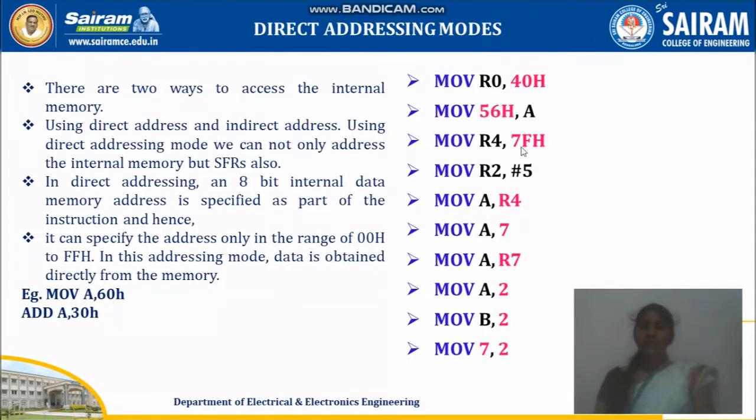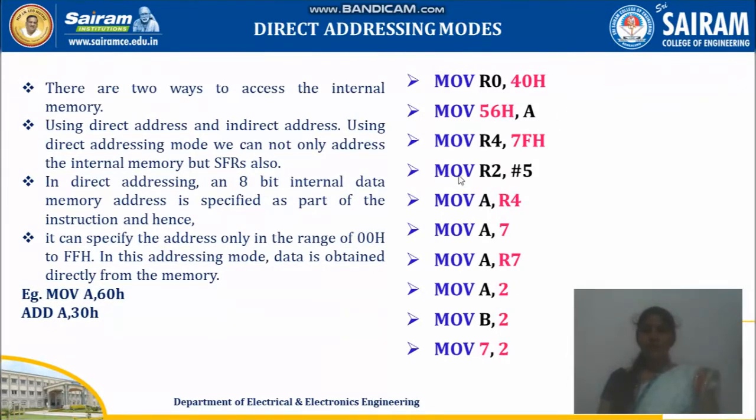7FH. Inside this 7F is nothing but your memory location. Whatever data is available inside this 7F will be moved on to the R4 register. Now that particular data available in the R4 register will be moved on to your accumulator. In this complete set of instructions, we have specified 3 addressing modes.